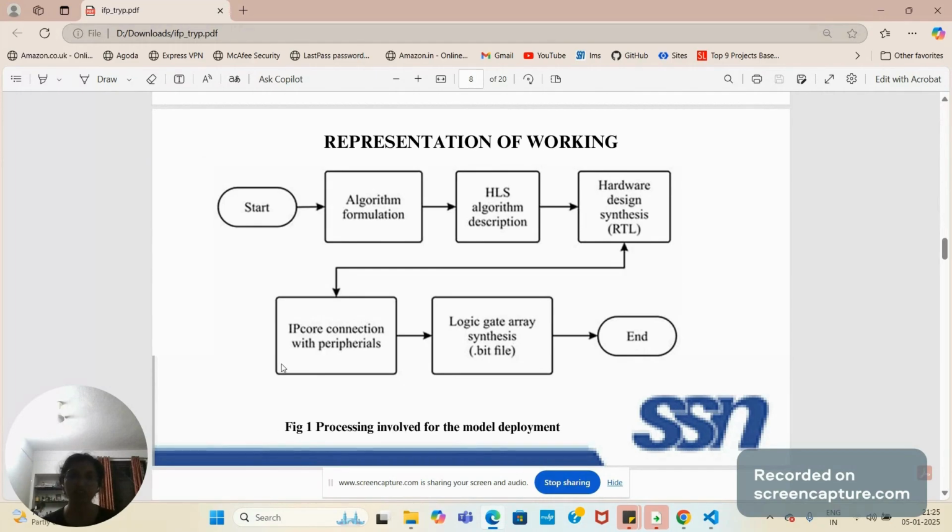Then IP core generation. After the RTL code is generated, we can use Vitis HLS to generate the IP core, which can be sent to Vivado for the generation of the block diagram. Using the block diagram, the .bit file can be generated, and this .bit file can be loaded into the Jupyter notebook of the PYNQ FPGA, and any model that we please can be run through this method.